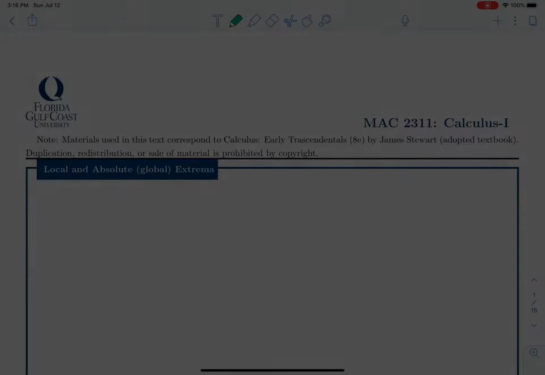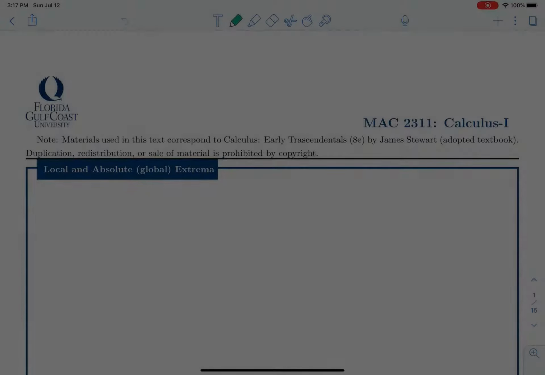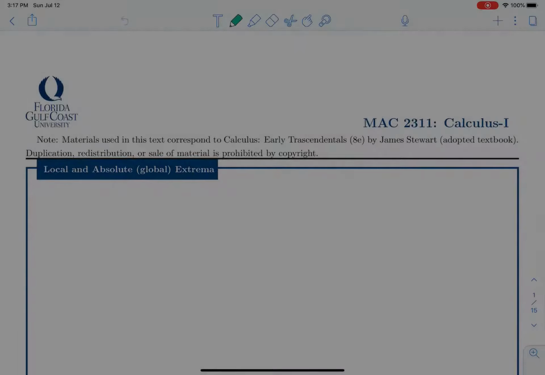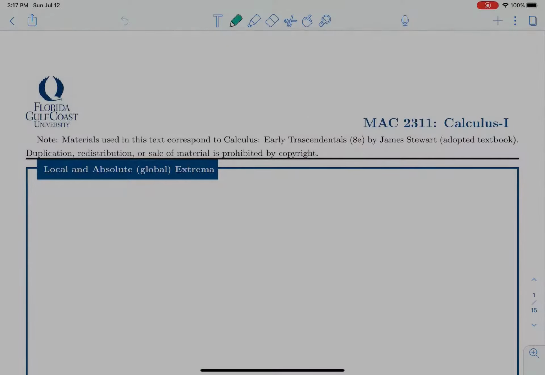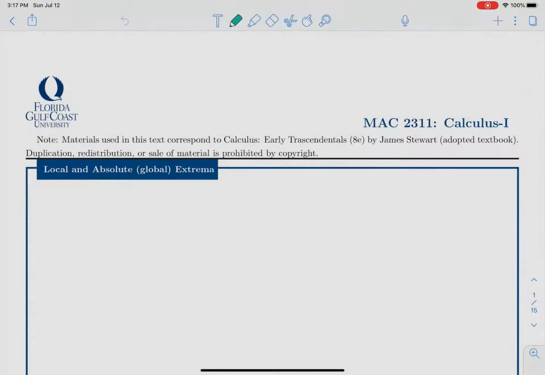One of the applications of derivatives is to find the minimum and maximum values of a function. Of course, we could do this just by looking at the graph of a function using a calculator or a software program which would help us visualize graphs. But we're going to take a calculus-based approach to find the minimum and the maximum of a function.